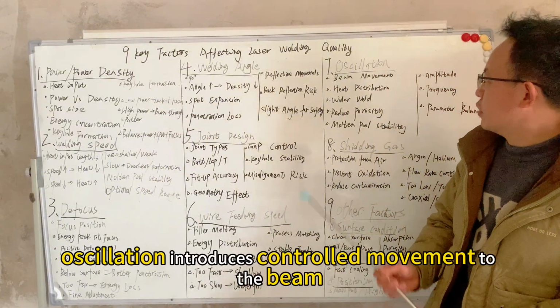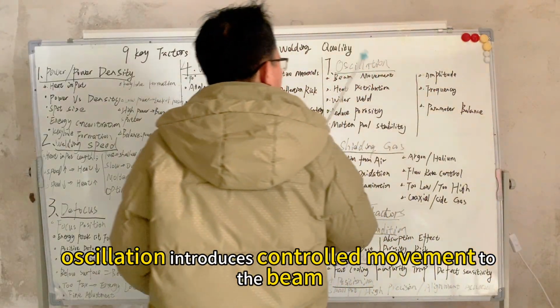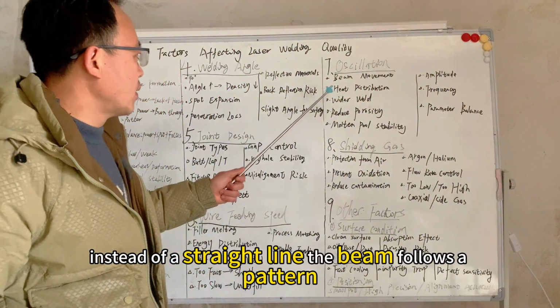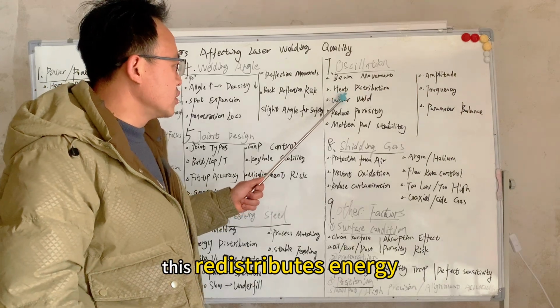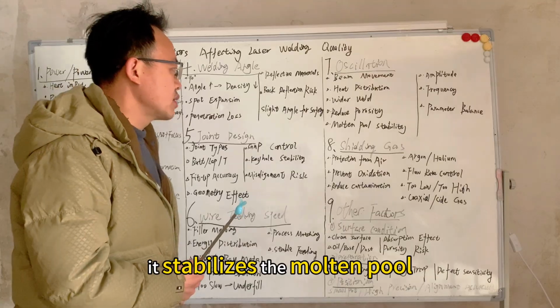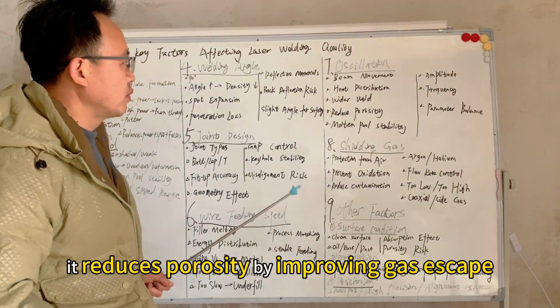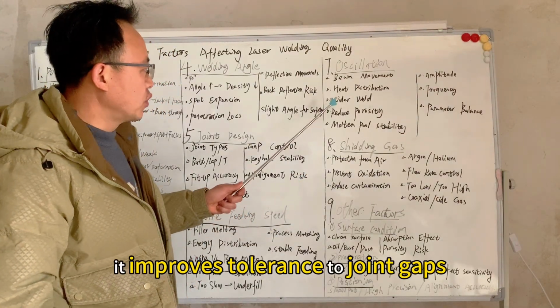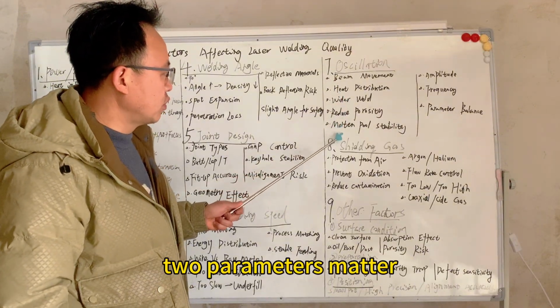7. Oscillation. Oscillation introduces controlled movement to the beam. Instead of a straight line, the beam follows a pattern. This redistributes energy. Benefits are clear. It enlarges the weld width, it stabilizes the molten pool, it reduces porosity by improving gas escape, it improves tolerance to joint gaps. 2 parameters matter.